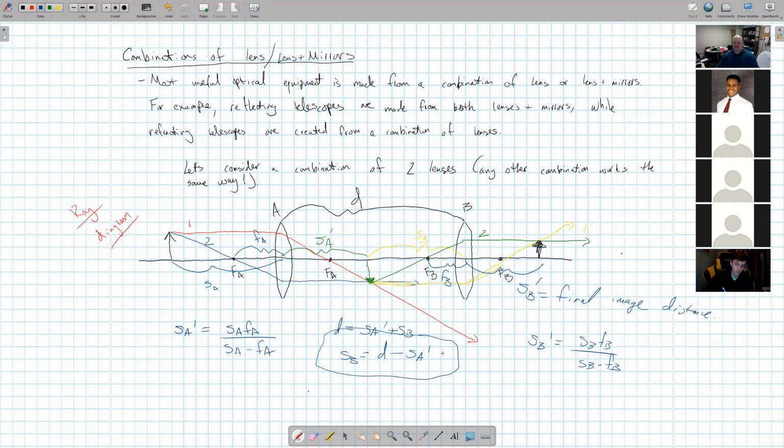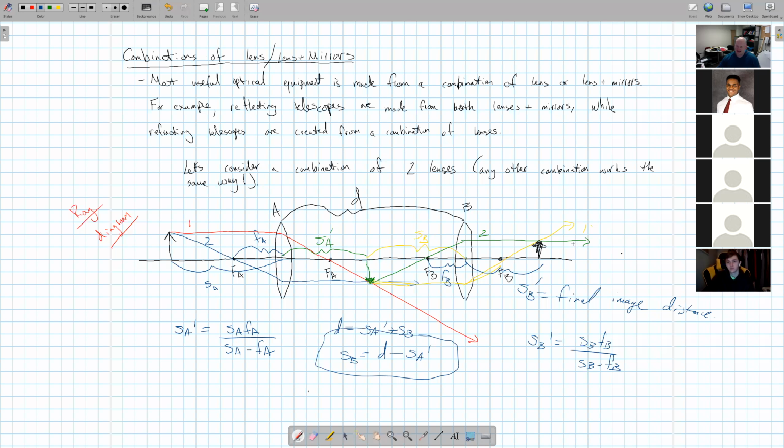Okay? So the only thing that connects the 2 of them together is the distance between the 2. Once I find the image distance for the first lens, I subtract that from the distance between the 2 lenses, and that gives me my new object distance. From that object distance, I can now find the new image distance. So this is how we handle a combination of lenses.